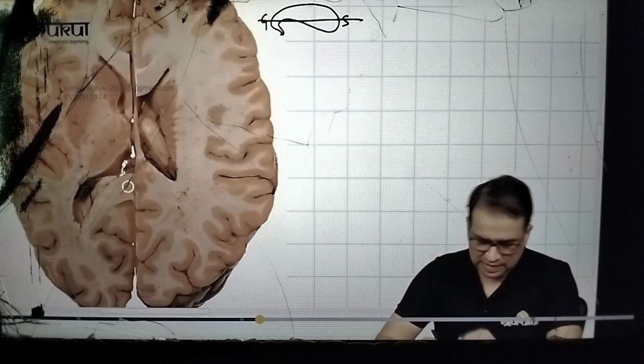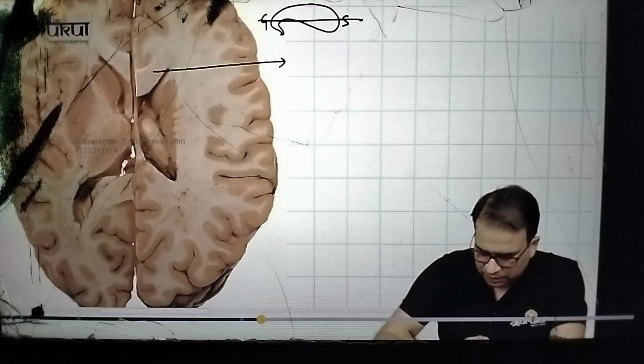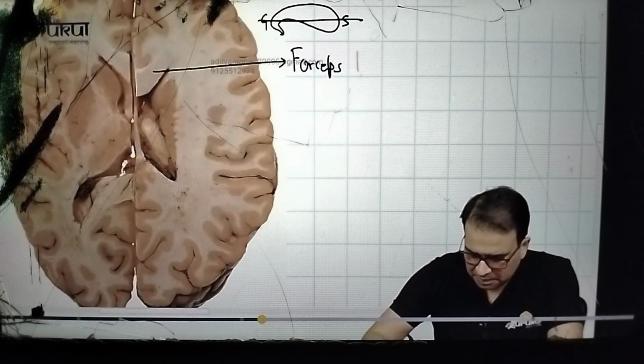which is even lower. But look at this white matter coming from the genu, and this white matter bundle running forward and connecting the frontal lobe. These fibers are called the forceps minor fibers.